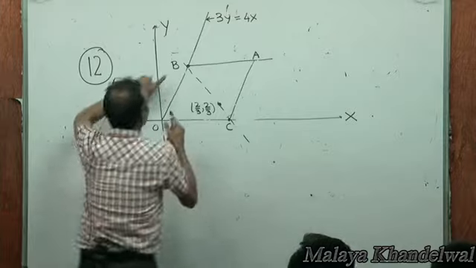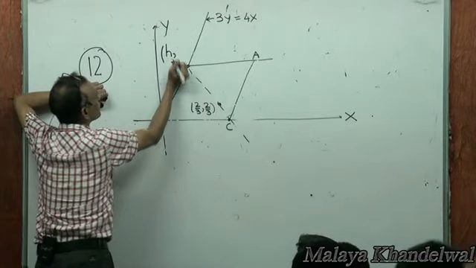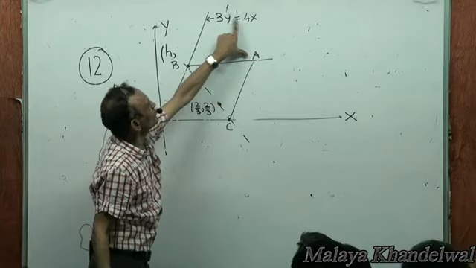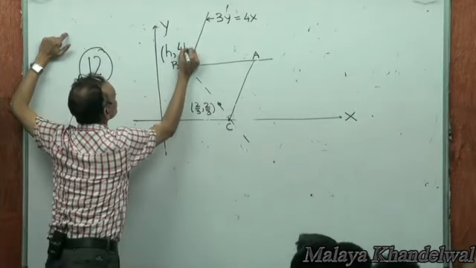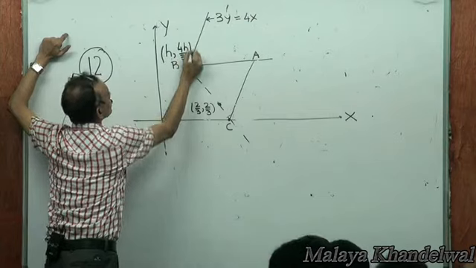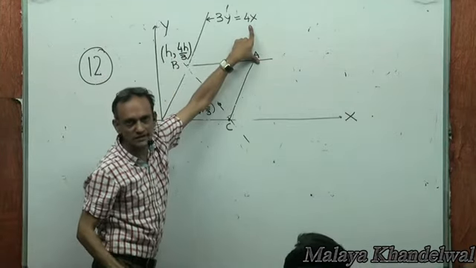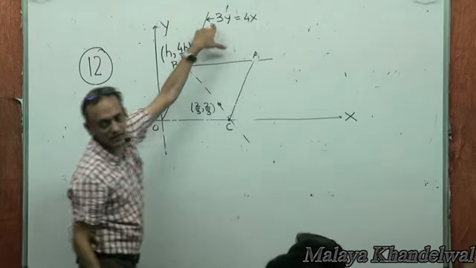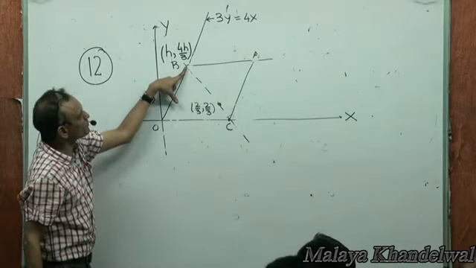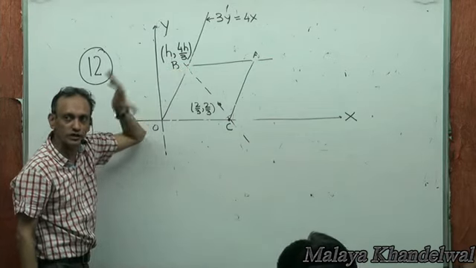Now, if the x coordinate of B is h, then y would be 4h/3. Yes or no? How about it? B is a point on the line 3y equal to 4x. So if x is h, y would be 4h/3. So the coordinates of B would be of the form (h, 4h/3).